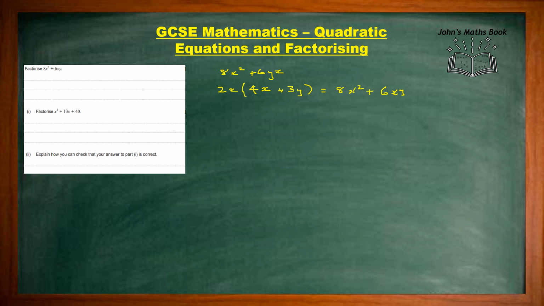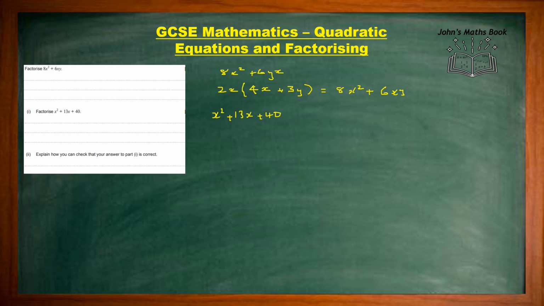So part 2 of the question is to factorize x squared plus 13x plus 40. To factorize this, we need to find two numbers that when multiplied together give us 40, and when added give us 13. So let's work through some factors of 40.